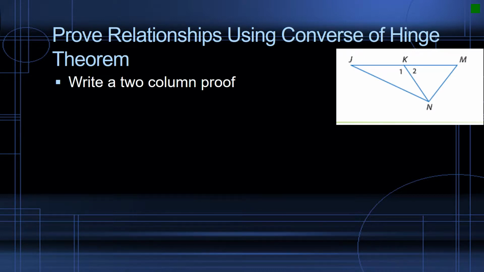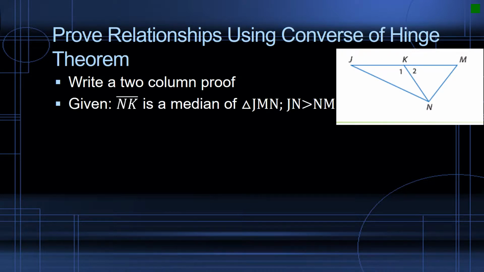I'm going to write a 2-column proof, and we are given that NK is the median of triangle JMN. So it's a median to this whole triangle, which means that it is a segment going from a vertex to the midpoint of the opposite side. That's going to come into our proof for sure, the midpoint of the opposite side.